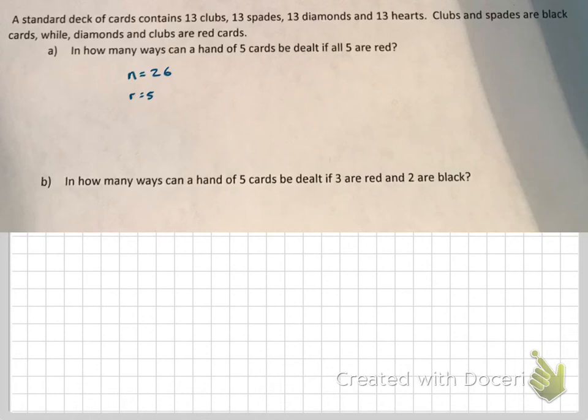So what we're trying to figure out is how many 5-card hands are possible where all the cards are red. Again, the reason it's only 26 is because we're only thinking about red cards, and the reason it's 5 is because we're choosing a 5-card hand. For a hand of cards, it doesn't matter what card you get first or fifth, it's still in your hand. So this is a combination. So that's going to be 26C5.